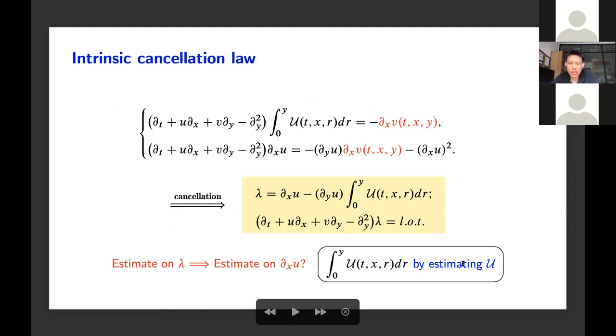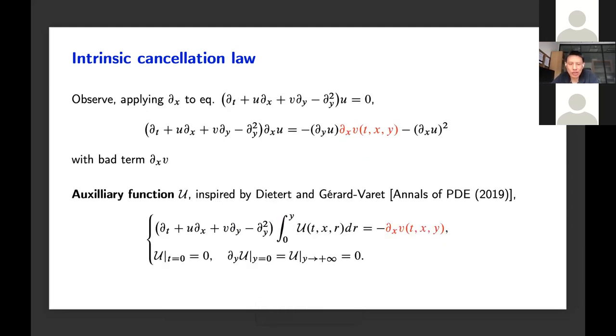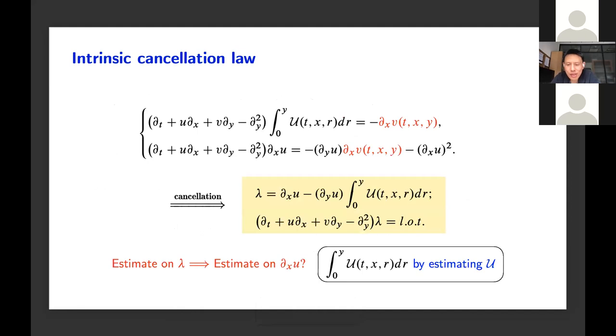I forgot to mention this: here is the two-dimensional case. To clarify the argument, we focus on the two-dimensional case. And the three-dimensional case can be treated in the same way, just modifying the argument slightly, I think. So this is the two-dimensional case. So next, we want to estimate capital U.